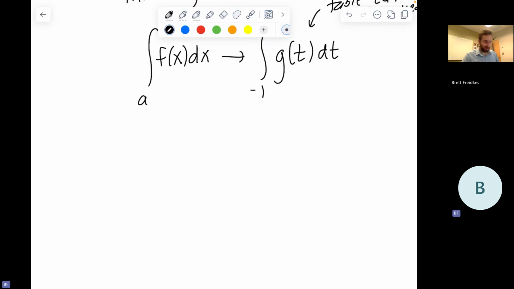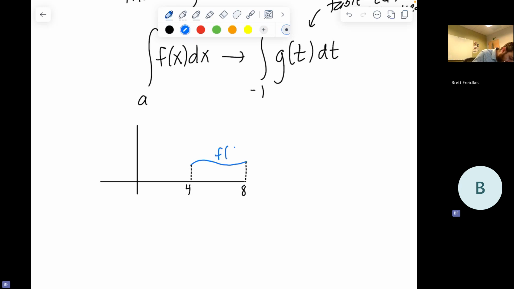And let's talk about the concepts of this. Essentially, let's say I give you a function that is between, I have some function that I'm integrating, and I'll draw it like this. Let's say I'll draw it pretty low. And let's say it is between 4 and 8. And I'll say that this is f of x.